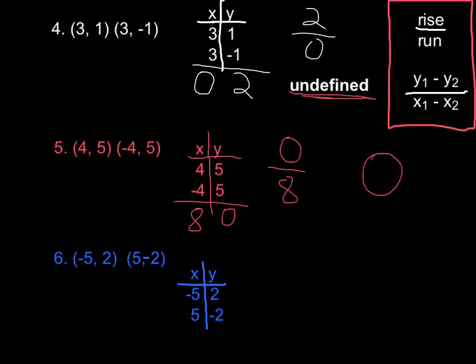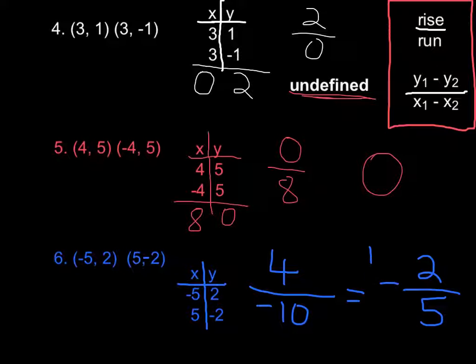For my last one, I have -5, 2 and 5, -2. 2 minus -2 is the same as 2 plus 2, so on the top I get 4. -5 minus 5, I go 5 more to the left on the number line, so I get -10 on the bottom. I can simplify this because both of them can be divided by 2. So my slope is just -2 fifths.